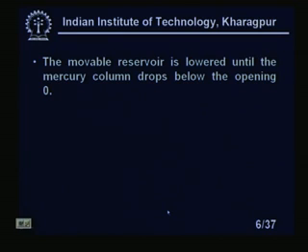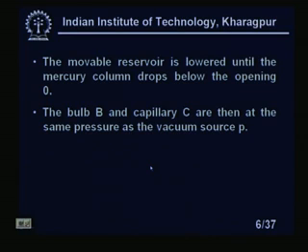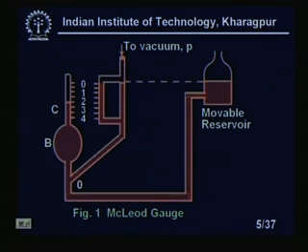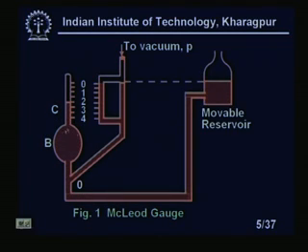The movable reservoir is lowered until the mercury column drops below the opening O. The bulb B and the capillary C are then at the same pressure as the vacuum source P. Now, one thing is important: you see this bulb B is purposefully made quite large compared to the capillary. We will see the mathematical relation for why it is made large, right. The volume of the total capillary, that is, height multiplied by the cross-sectional area of the capillary, should be much less than the volume of the bulb, right.